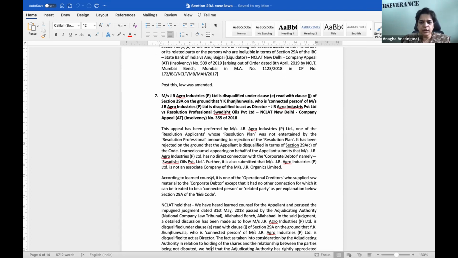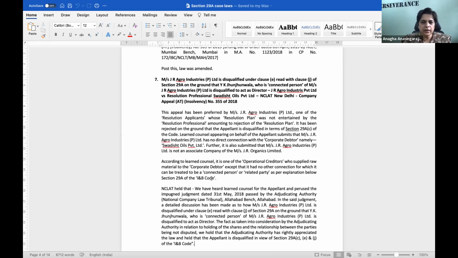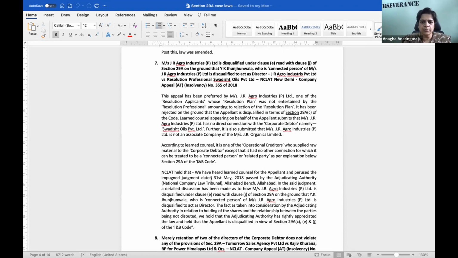Now, this person, we saw the definition in 29A, is a related party. He was a connected person, and he was also disqualified under the Companies Act. He was held to be disqualified under 29A clause J, read with clause E, to submit a resolution plan here.